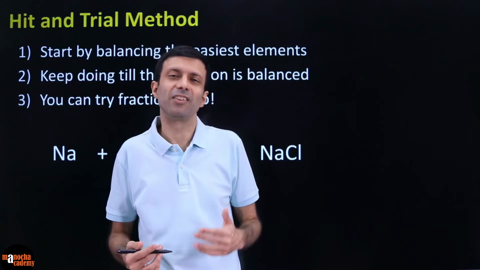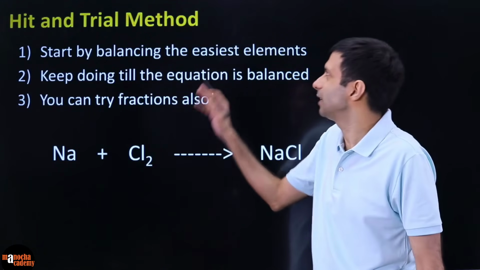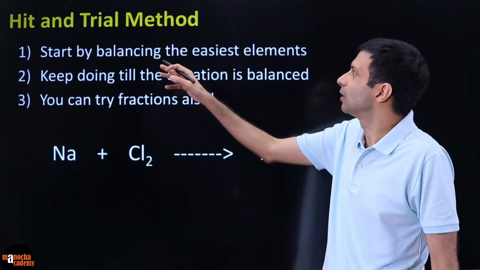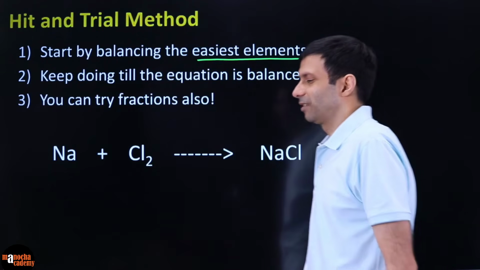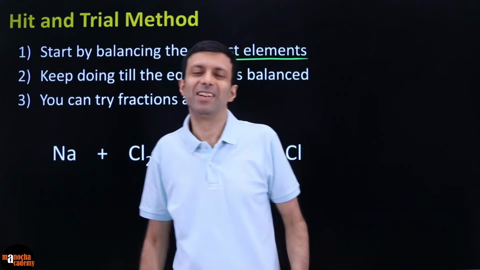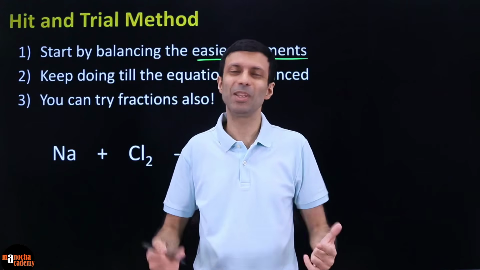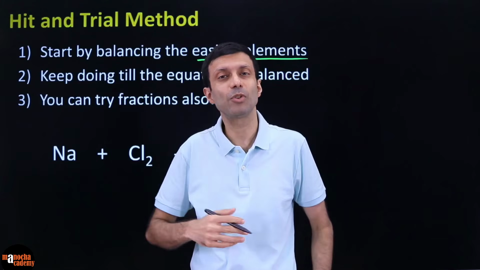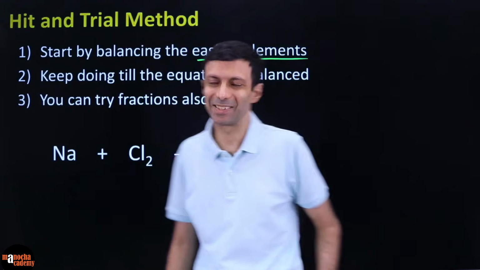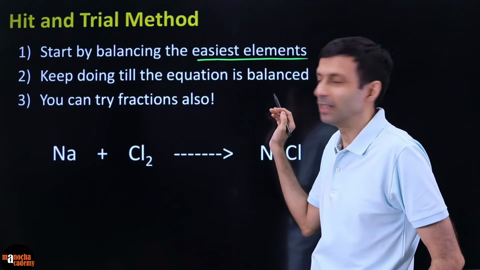Hit and trial method is more like trying it out, right? Trying different numbers and trying to balance without drawing the table. So the nice thing is it is quick and easy, and you can start by once again balancing the easiest ones. Just like when you have to study for an exam or do the syllabus, we always try to finish the easy chapters first so that our confidence gets boosted. Same thing with balancing equations. Finish balancing the easy one first, because sometimes automatically the difficult ones get balanced. So do the easiest elements first and keep doing it till the equation gets balanced.